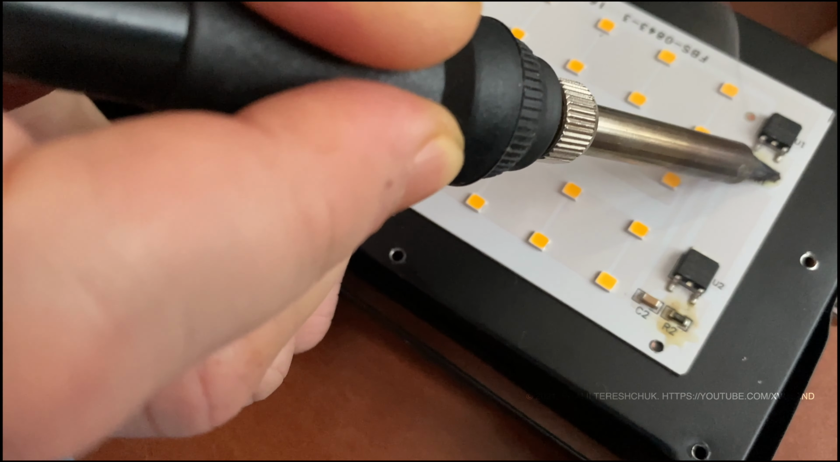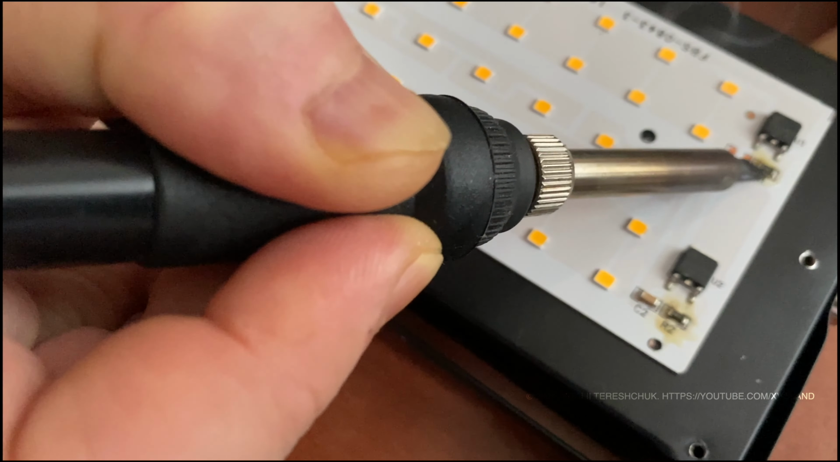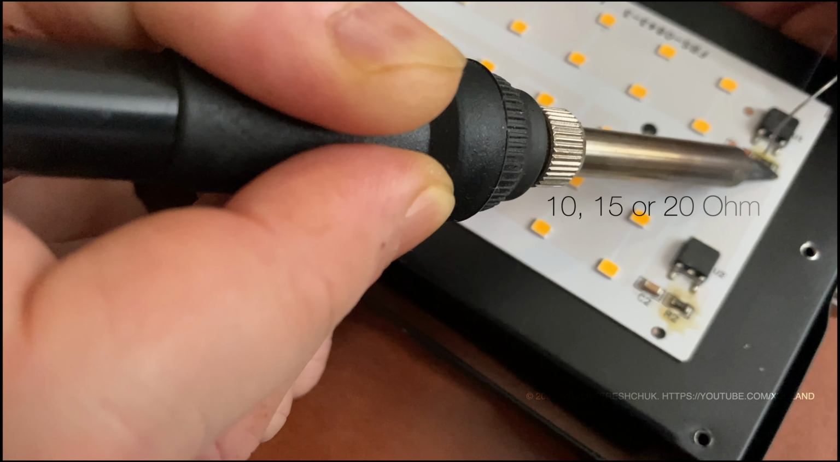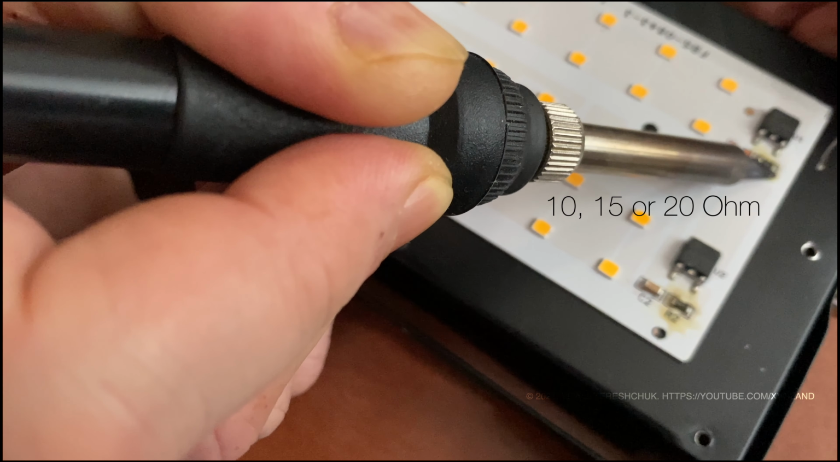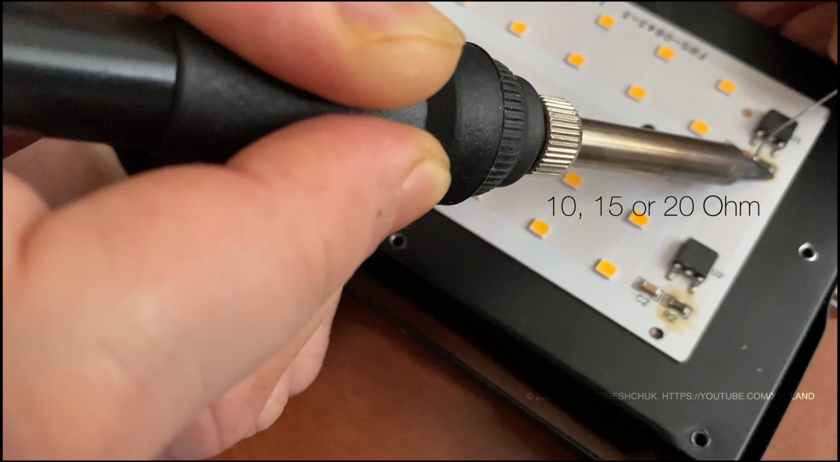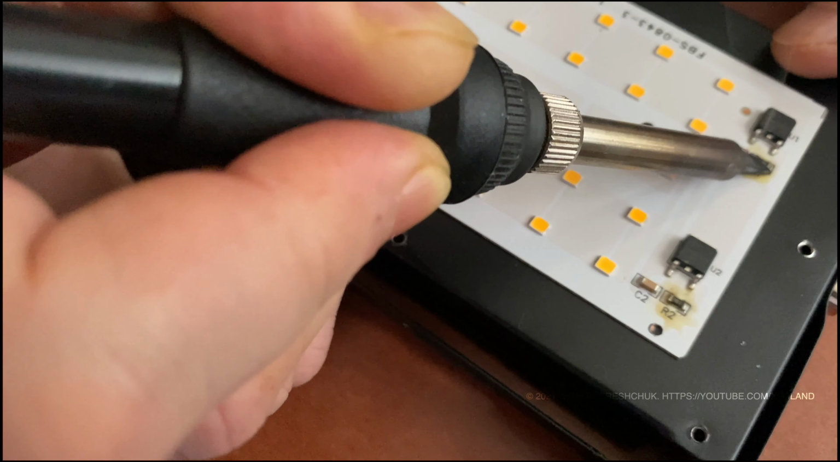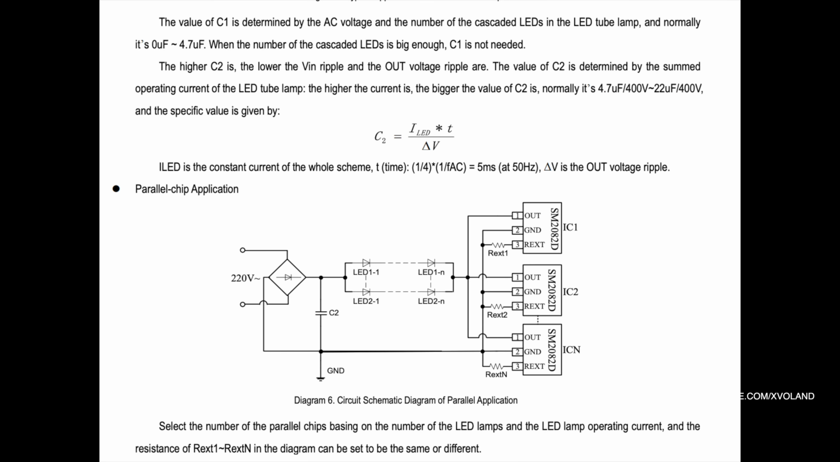Therefore, I replaced them with a 10 ohm resistor, then 15 ohms, and finally I installed 20 ohm. 20 ohms was acceptable for me, because I did not want to install additional cooling for this LED panel.